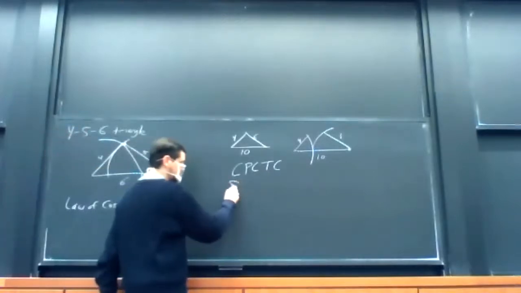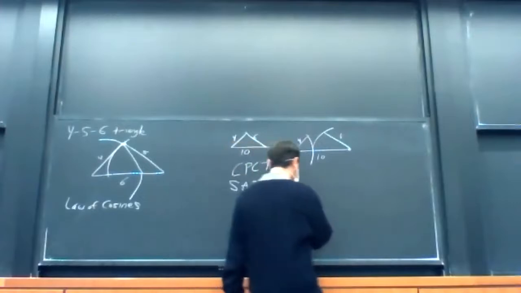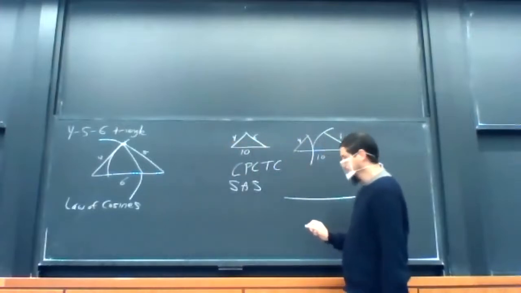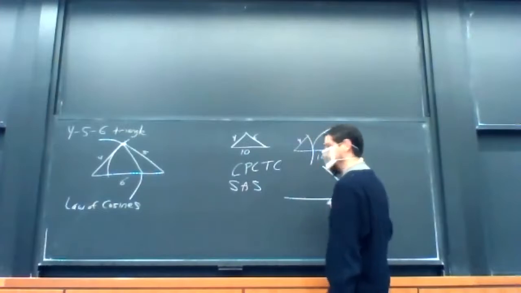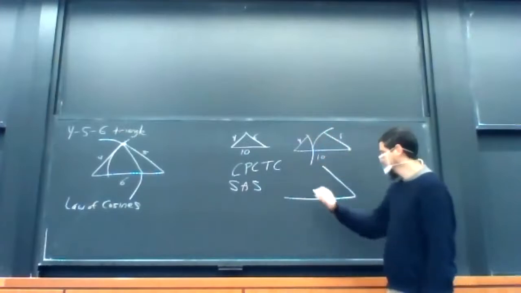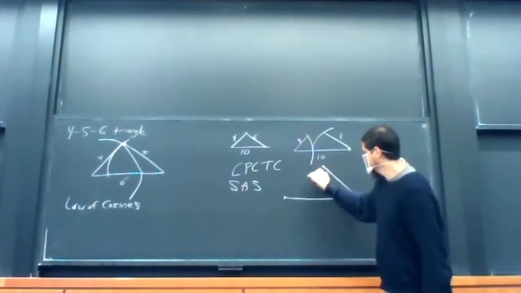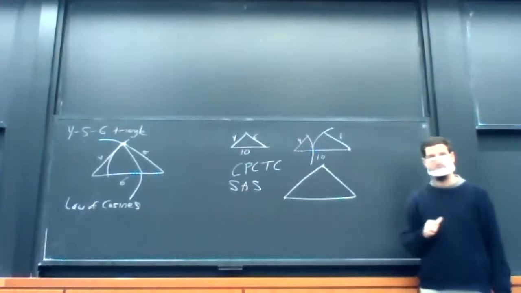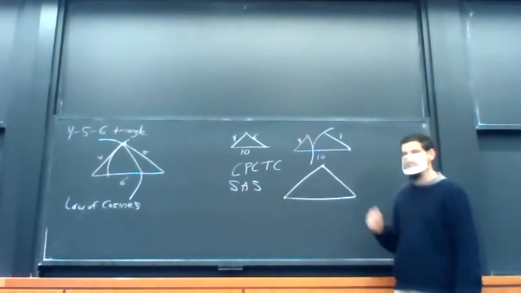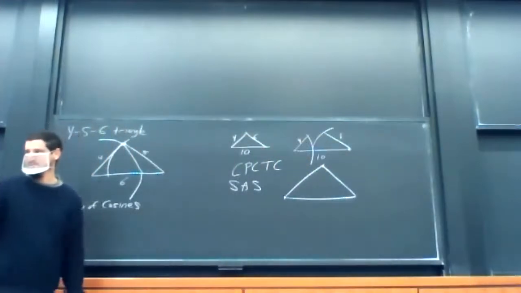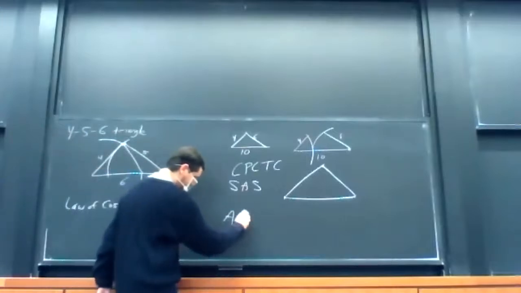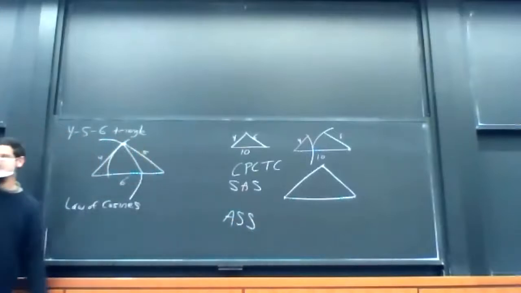Side angle side is legitimate. So if I give you a side over here, and I give you an angle, and I give you another side, well, I have no choice except I have to complete it like that. So if I give you two sides and an angle between them, we're good. Which one is not valid? Please give me the letters rather than saying it. Angle, side, side.